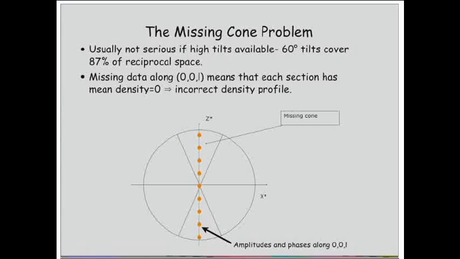Because basically, if you set all the amplitudes along 0, 0L to 0, which is what you're doing if you're not including them in the synthesis, you're going to end up with a mean density of 0 on each section in Z as you calculate the structure. So it may not be a problem, but if you've got some feature, let's say some big density that's lying in the plane of the crystal, you could end up with a problem if you're setting each section to a mean density of 0. So it's just something to think about, but not necessarily worry too much about, but you can try and do something about it.